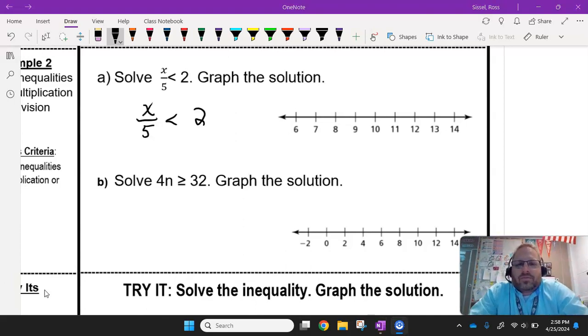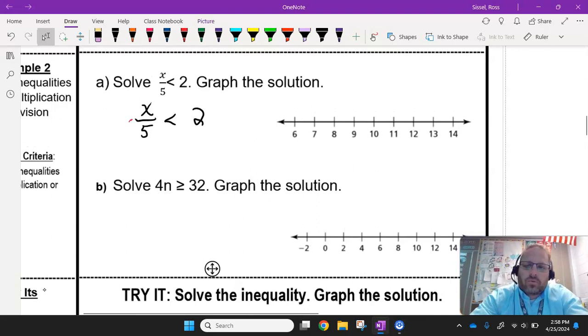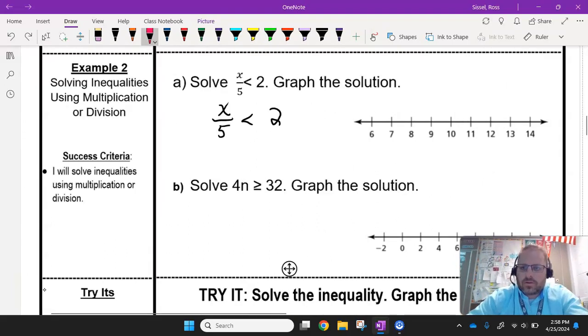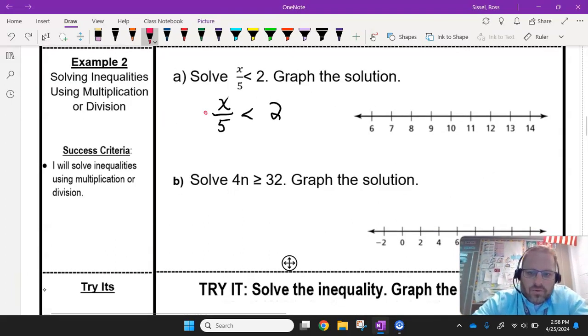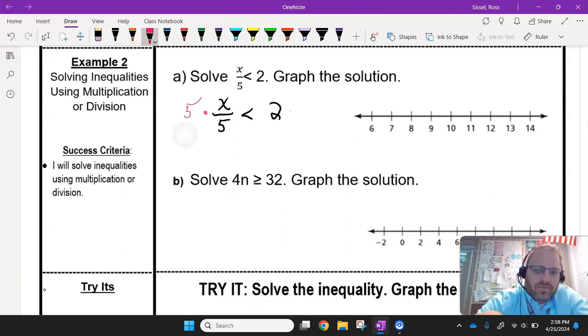Alright, so I asked myself those same 3 questions. What's my variable? x. What is happening to x? I am dividing it by 5. What is the opposite of dividing by 5? We can multiply each side. We're going to multiply each side by 5.